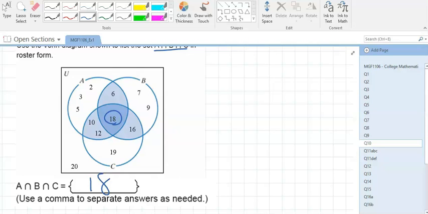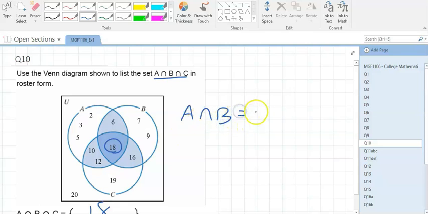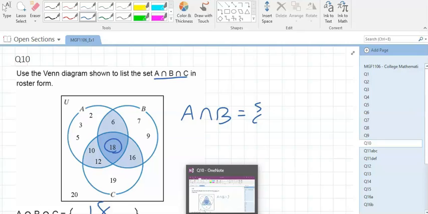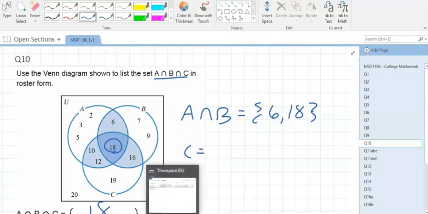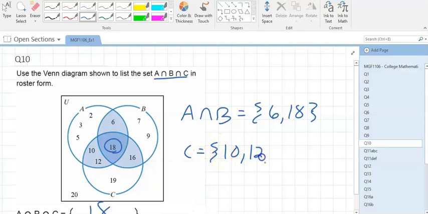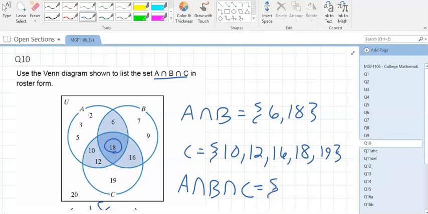Okay? If you need to, you could break this down and do the intersection of A and B first, and then take that and intersect it with C. So what do A and B have in common? 6 and 18. And then if you look at C, C has 10, 12, 16, 18, and 19. So the intersection of all of these, what do both of those sets have in common? 18.